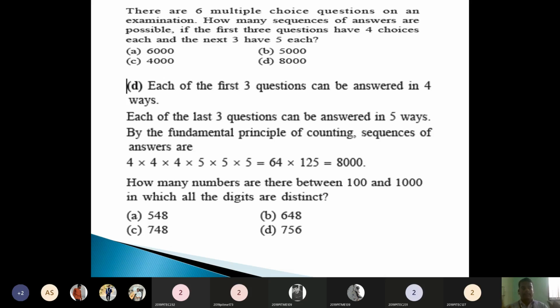That is by multiplying these possibilities. So first question, 4 different ways they can answer. Second question also is multiple choice, so 4 different ways they can answer it. Similarly for third question, fourth question, 5 different possibilities. Similarly for fifth and sixth, 5 options are there. So multiplying these values, you will get 8,000 such answer sequences possible.